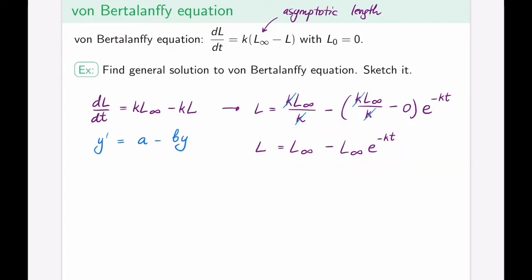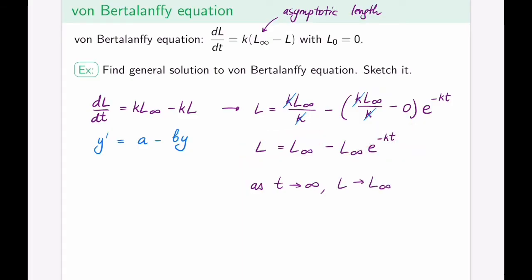There's another way to derive it simply from the equation itself, and that is to look at this equation and think of what happens as time goes off to infinity. So as t goes to infinity, this power becomes a very large negative number, minus infinity. E to the negative infinity tends towards 0, which means that this entire term tends towards 0, and all I have left is that L tends to L infinity.